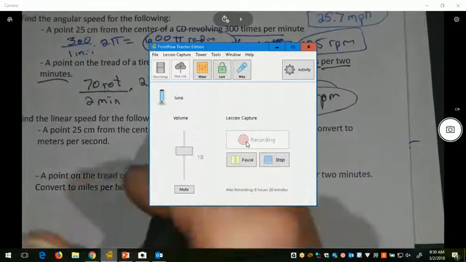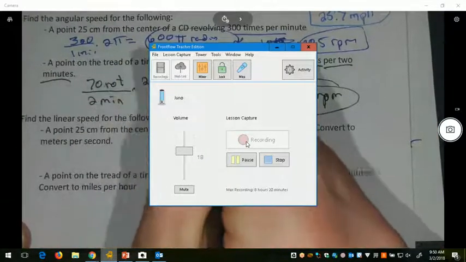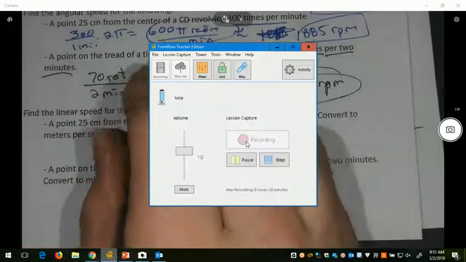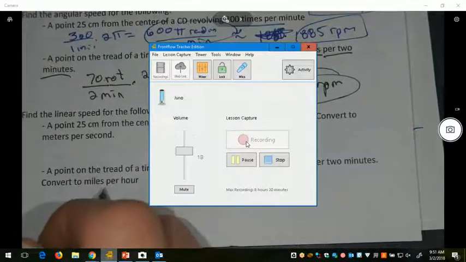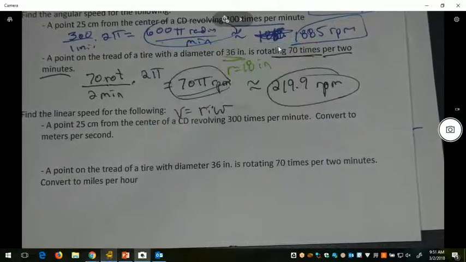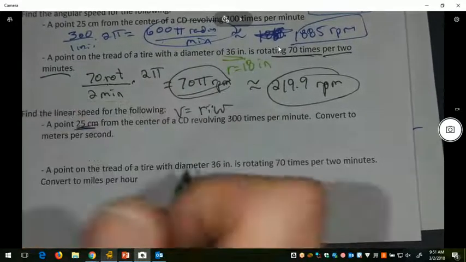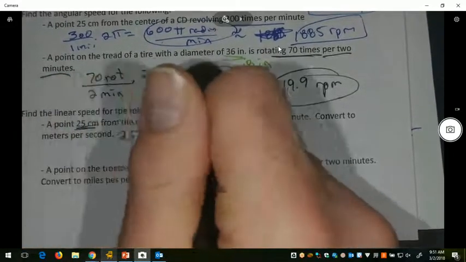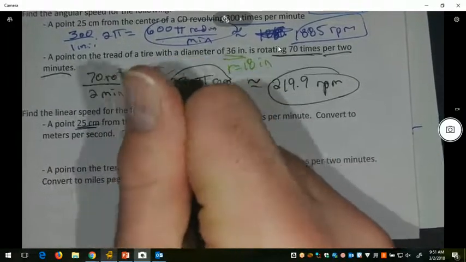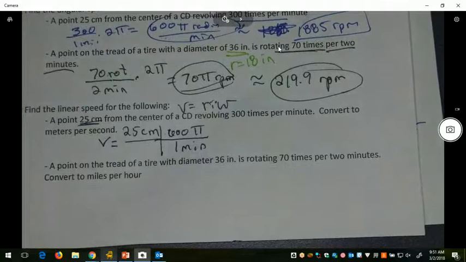All right, so we already had our angular speed, which helps because we know that linear speed is the radius times the angular speed. So you've got 600 pi radians per minute times the radius of 25. And that would be our linear speed right there, just by doing that.